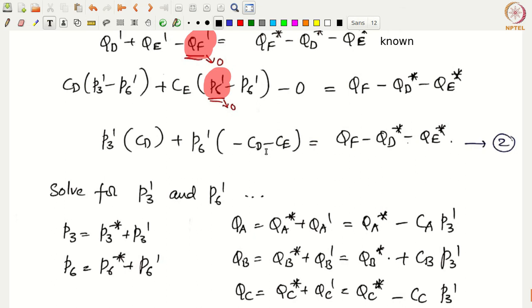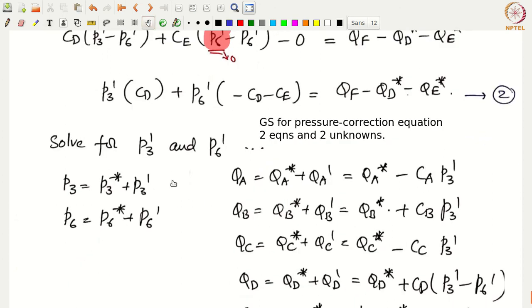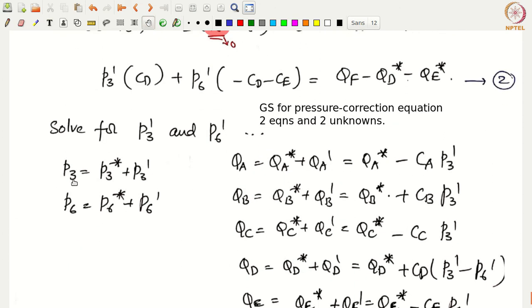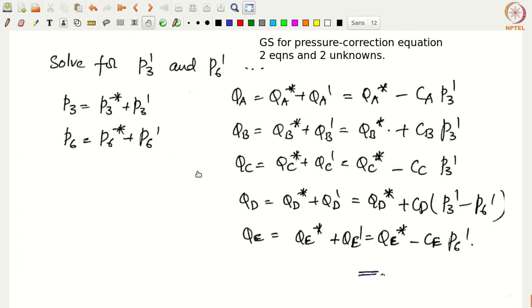Of course, in a traditional sense, we would have solved the pressure correction equation using Gauss-Seidel. But here we have two equations and two unknowns, so we don't have to use Gauss-Seidel. We can directly solve the two equations for P3 prime and P6 prime. Then once you know the pressure corrections, you can update the pressures using P3 equals P3 star plus P3 prime, and P6 equals P6 star plus P6 prime, and then we correct the flow rates.